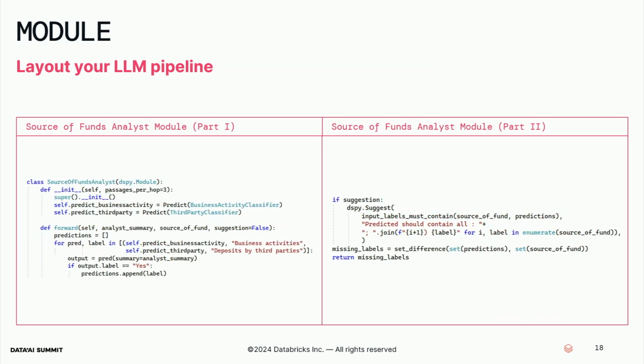Okay, let's first create the source of funds analyst module. This module is configured to predict and classify a client's risk assessment form and identify their source of funds. So in part 1, we define our constructor. I create our self.predict business activity and predict third party by passing our signature to predict.